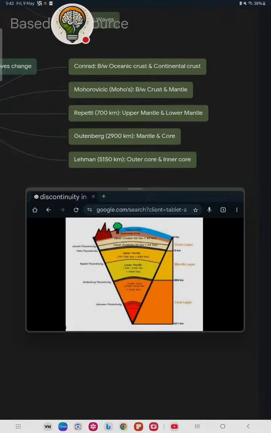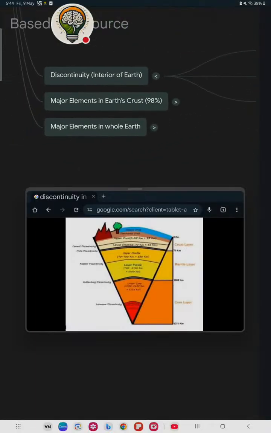If you start from the core, then mantle, and crust: GM, good morning. Gutenberg is between core and mantle, and Mohorovicic is between mantle and crust. Then on the other side, LCR: Lehmann is between outer core and inner core, Repetti is between upper mantle and lower mantle, and Conrad is between upper crust and lower crust. Okay, so GM, good morning, and LCR.